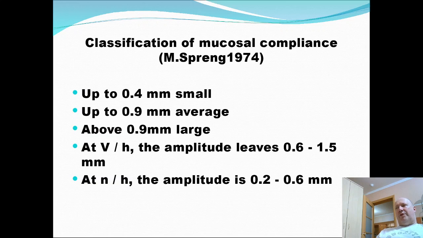At the upper jaw, the amplitude lies within the limits from 0.6 to 1.5 millimeters. And in the lower jaw, the mandible, it will be from 0.2 to 0.6 millimeters.